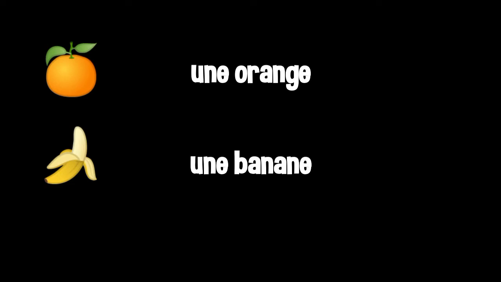Now let's mark. The first activity, you were supposed to name those fruits there on that picture in French. The first one was an orange. What is an orange in French? Une orange. The second one was a banana. What is a banana in French? Une banane.